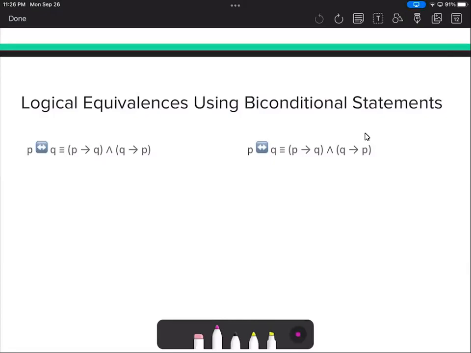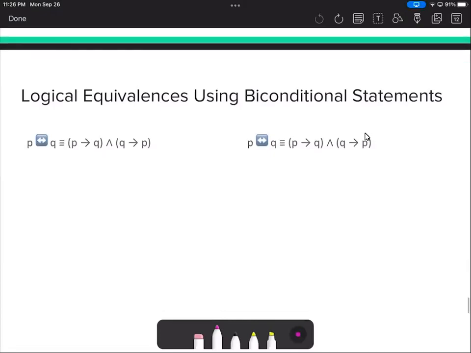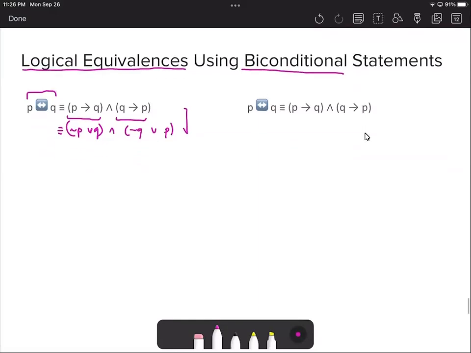So good day everyone. We are going to prove logical equivalences using biconditional statements. Now, we have already established that P if and only if Q is logically equivalent to P implies Q and Q implies P. So then it follows that it is logically equivalent to not P or Q and not Q or P. Okay, so we will be using these two proofs as we go along.